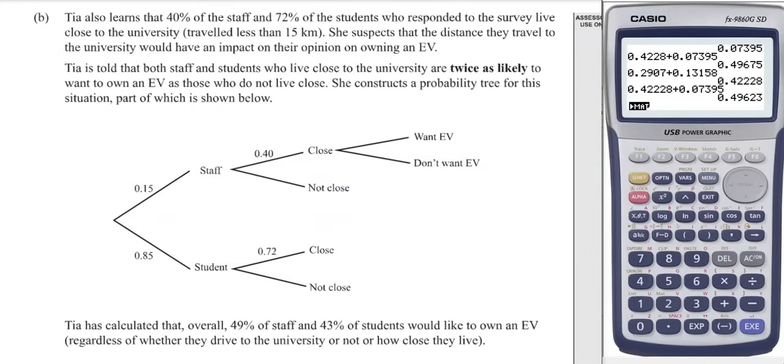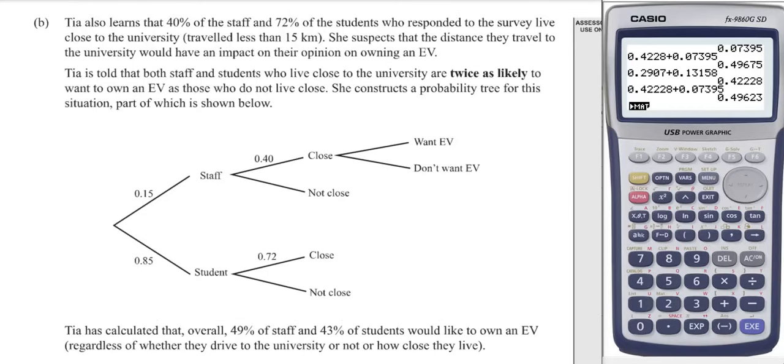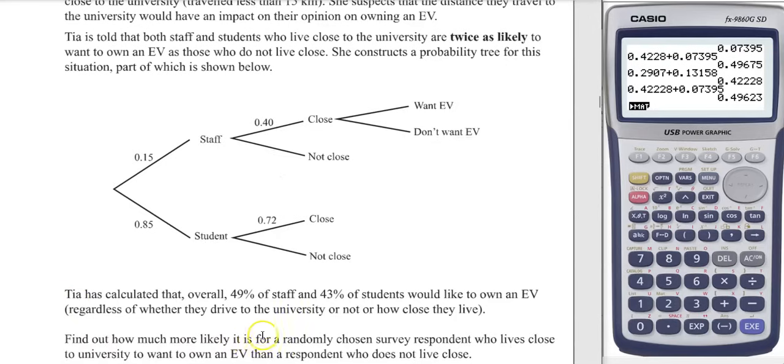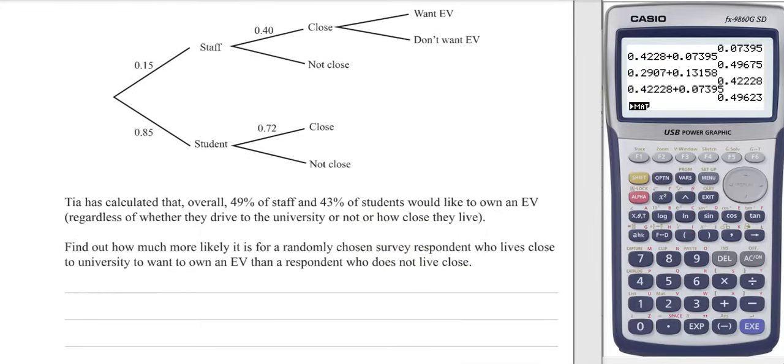Okay, for part B, we're looking at the likelihood of whether they live close or not, and then whether they want to own an EV or not. We've got quite a lot going on in this question, and we need to end up with finding out how much more likely it is for a randomly chosen respondent who lives close to want to own an EV compared to those that do not live close. So let's start by working out what we would need to be able to calculate this.